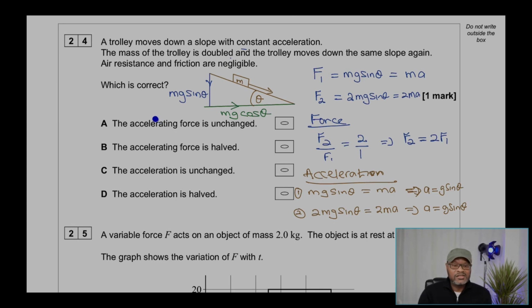So if you're looking at the option that the accelerating force is unchanged, that's not true, right? Because F2 now is double F1. So that's changed. So that's not true.